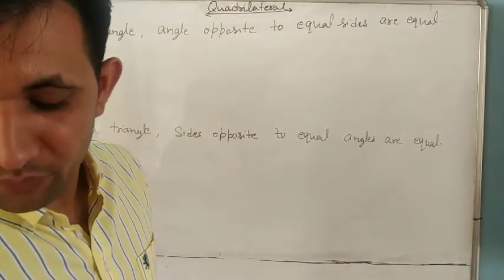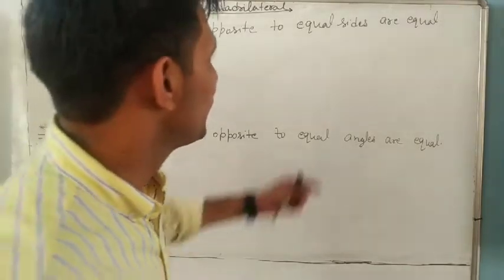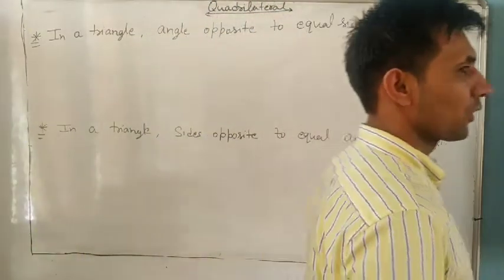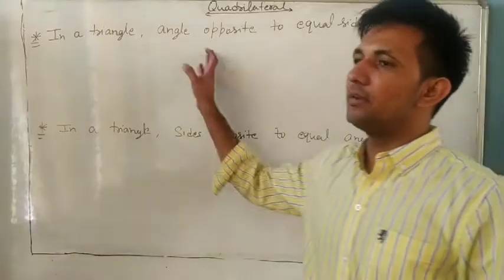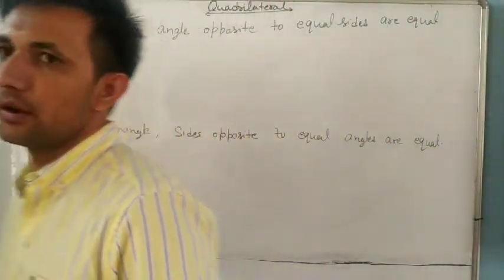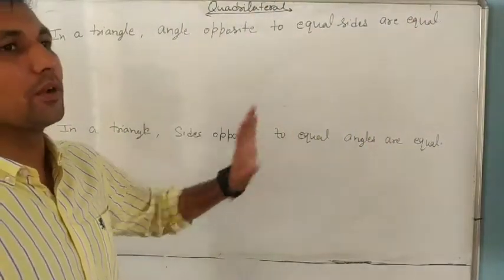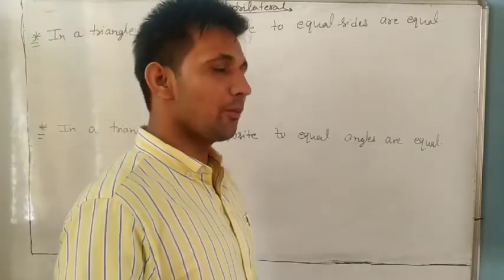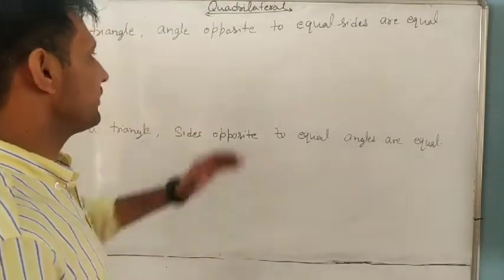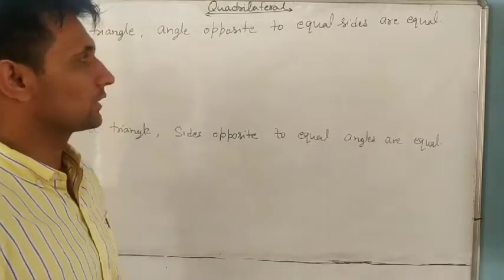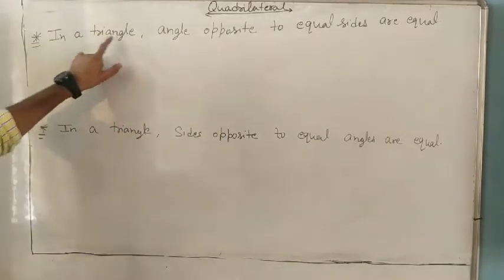Before we start the sixth question, we should remember these two points. We already studied these in the 7th chapter. Always remember this one, it is a very important formula, and it will be used in 10th class also. So what is it in a triangle?